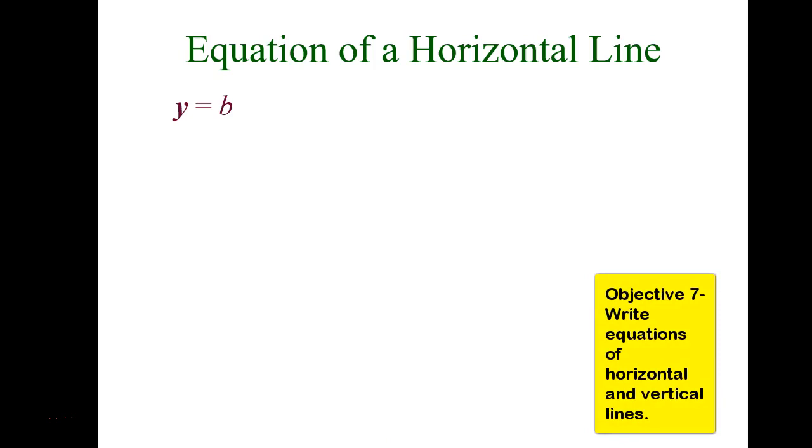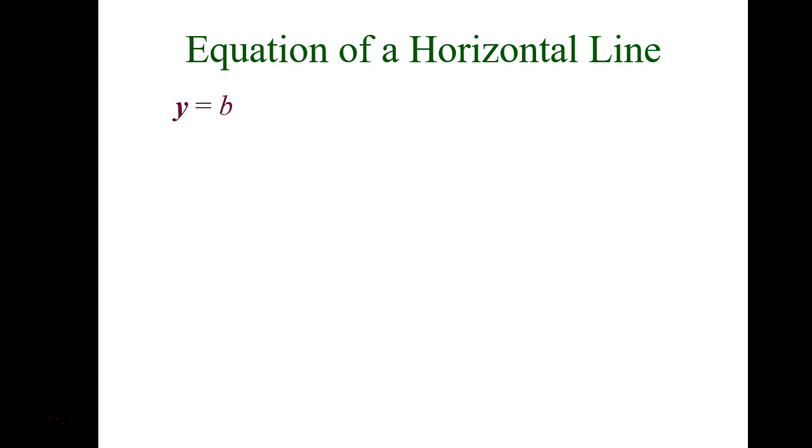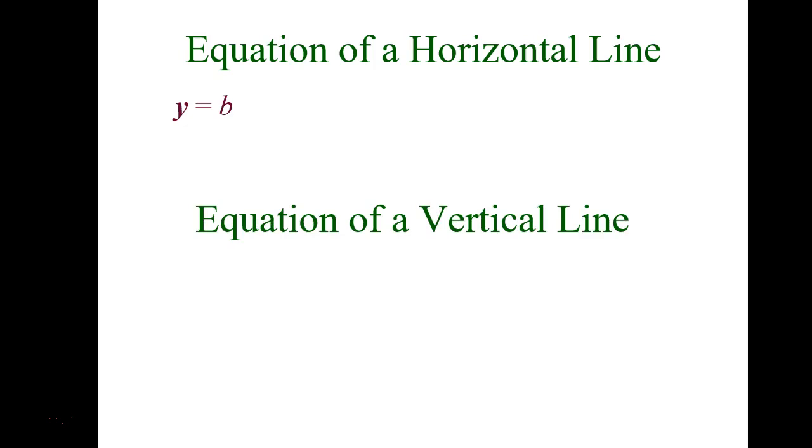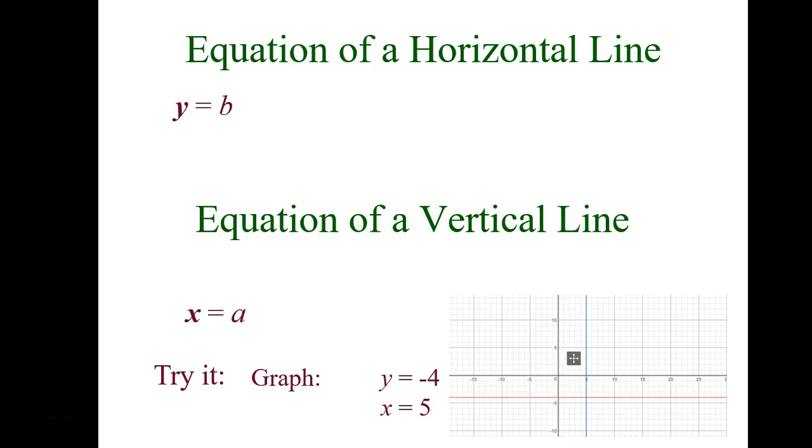Horizontal lines, remember the slope of a horizontal line is 0, but if you're asked to write the equation or recognize the equation, horizontal lines are always in the form y equals a number. Vertical lines are always in the form x equals a number. So here's a quick simple example.